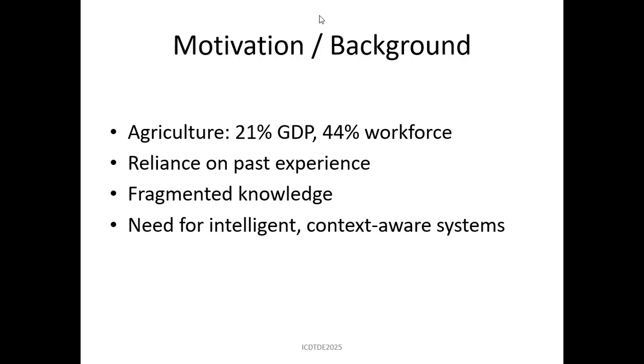Agriculture is a major part of the economy, especially in Pakistan where it employs a large portion of the workforce. Despite this, farmers still rely heavily on intuition and the previous season's performance. There are major gaps in access to timely expert information, and current digital tools mostly support record keeping rather than real decision making. This highlights the need for a system that can guide farmers with accurate, context-aware recommendations.